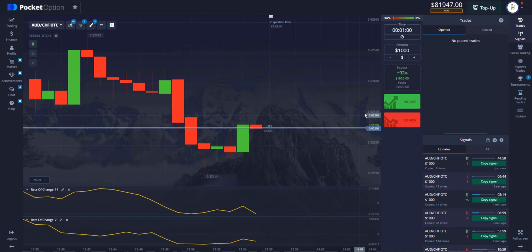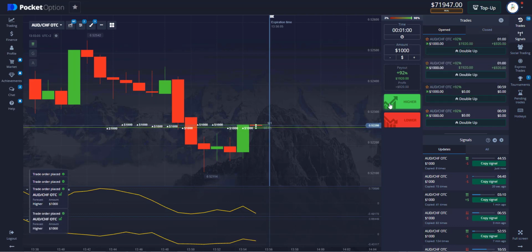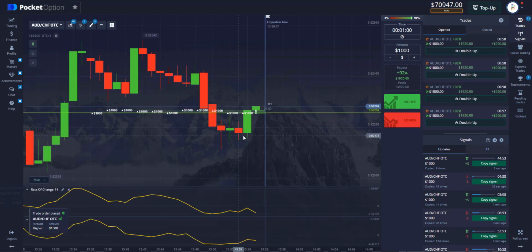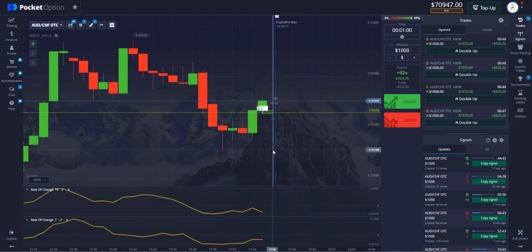The candle closed above the line as we can see, and the trade will be higher. The candle broke the line and closed above the line, and in this case the market will go upwards. Nevertheless, the rate of change indicators are still heading down, but they will correct and go upward.